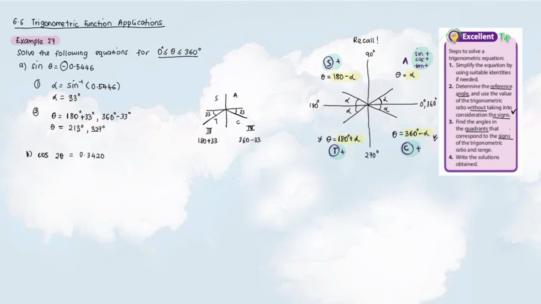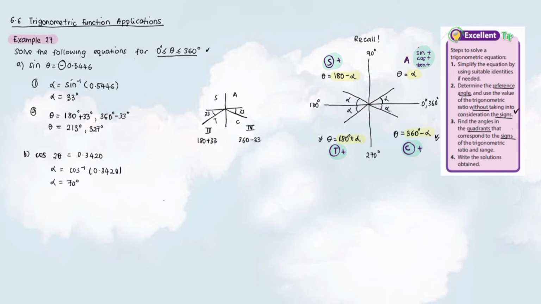B: cos 2 theta is equal to 0.3420. So the reference angle is equal to shift cos 0.3420, which is equal to 70 degrees. The range given in the equation is from 0 to 360 degrees for theta. The angle given in the equation is 2 theta, so everything must double up, from 0 to 720 degrees. Cos positive means that it falls in quadrant 1 and 4. Bear in mind the range is from 0 to 720.